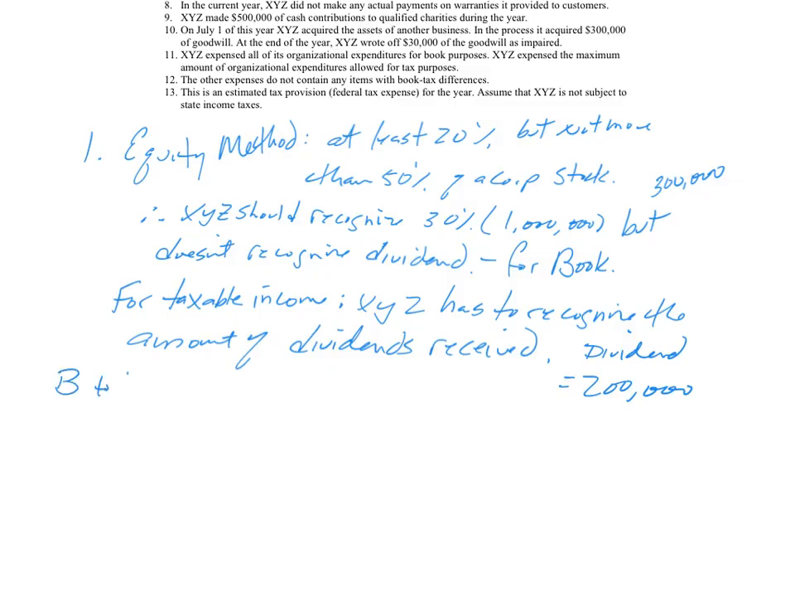So book to tax, all right, the difference is $100,000, okay, because you have to correct essentially from recognizing $300,000 of income to recognizing only $200,000 of income. And that is going to be a temporary difference. And is it going to be favorable or unfavorable? Well, their income is going to go down. Taxable income is going to be less than book income. So that's going to be favorable. So now let's go back.